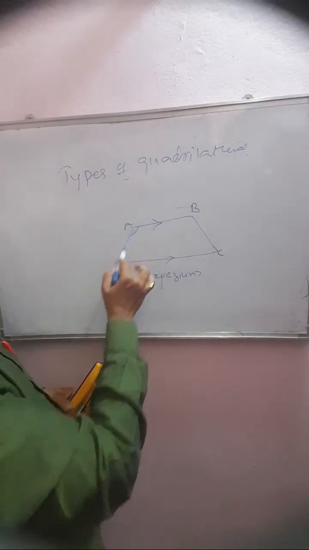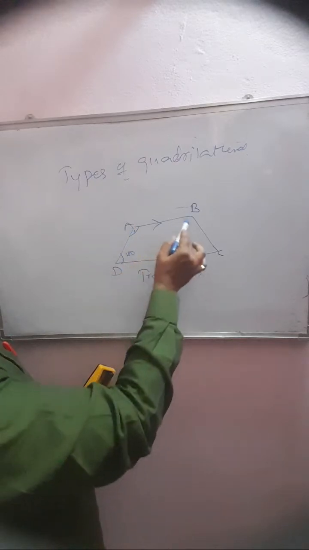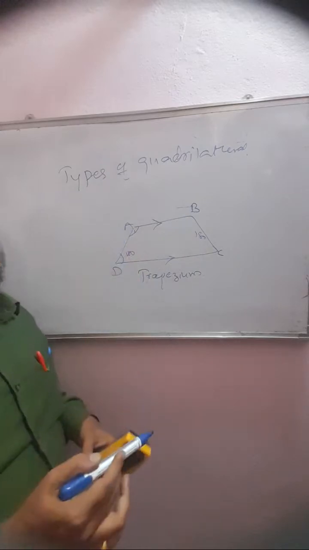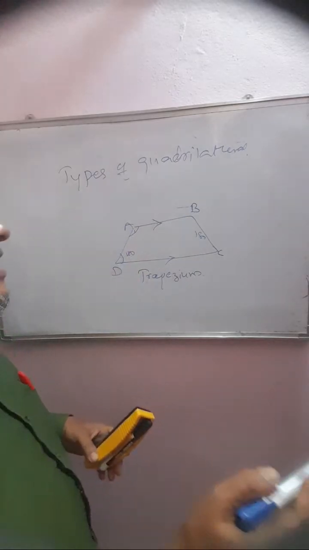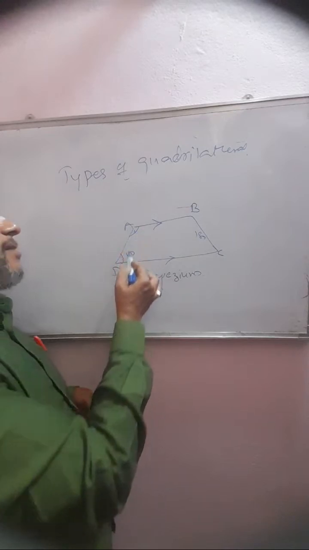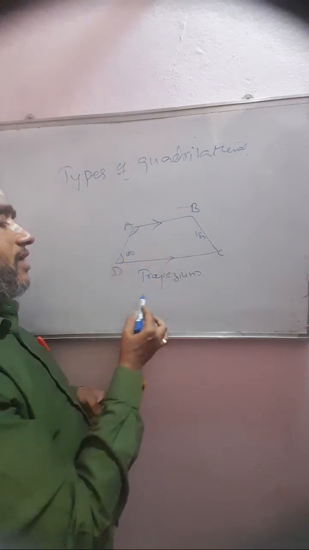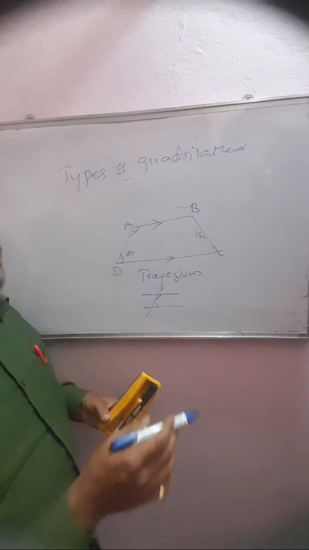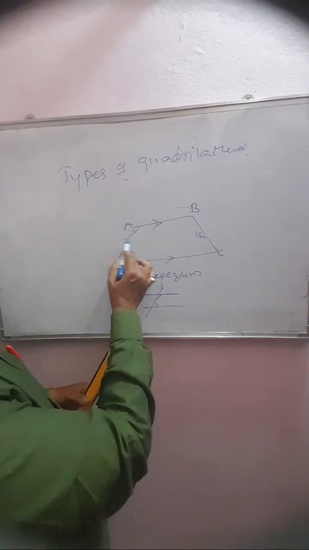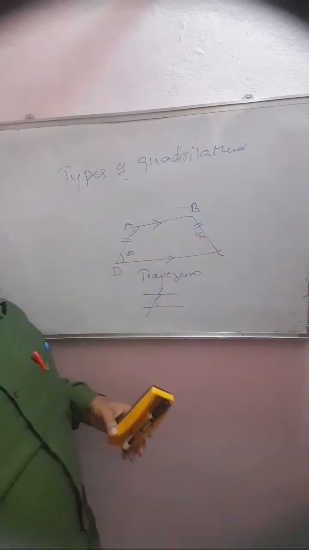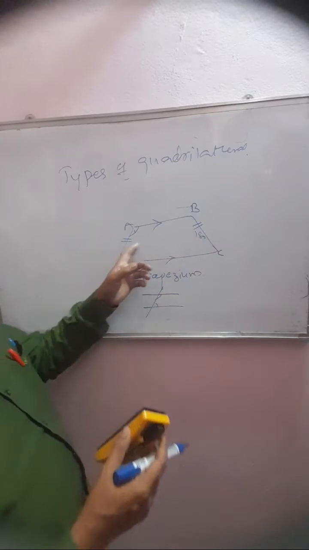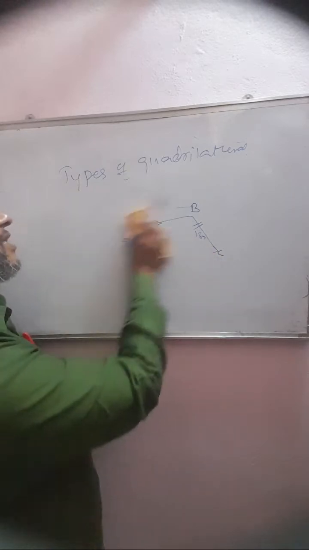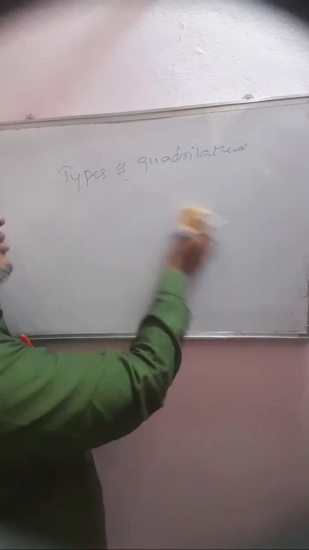Trapezium has one special property. The sum of these two angles is 180 and the sum of these two is 180. Total is 360. Why is the sum of these two 180? We learned in lines and angles: interior angles on the same side of a transversal are supplementary. And there is one more property in trapezium that is not mentioned in 7th class. If the two non-parallel sides are equal, that is called an isosceles trapezium. So we learned about trapezium.